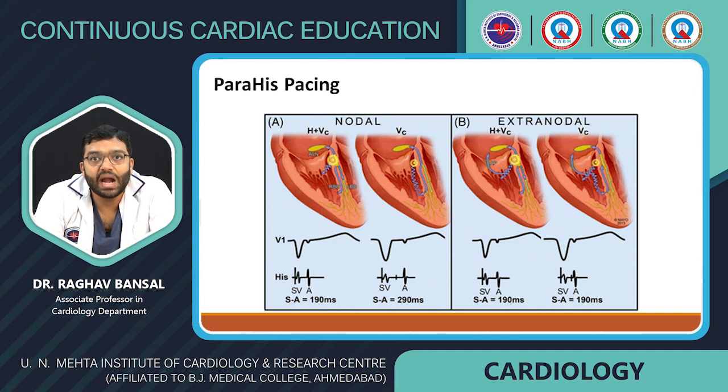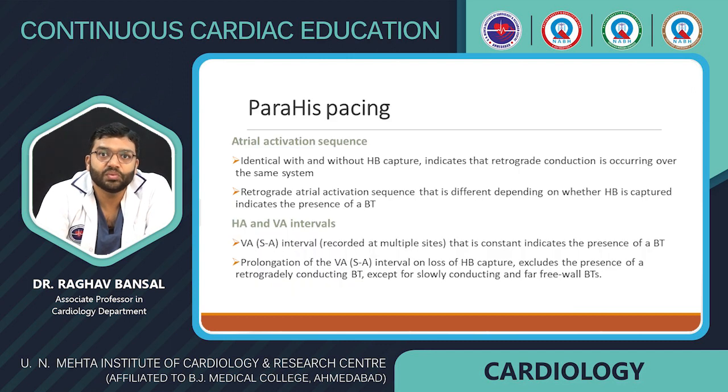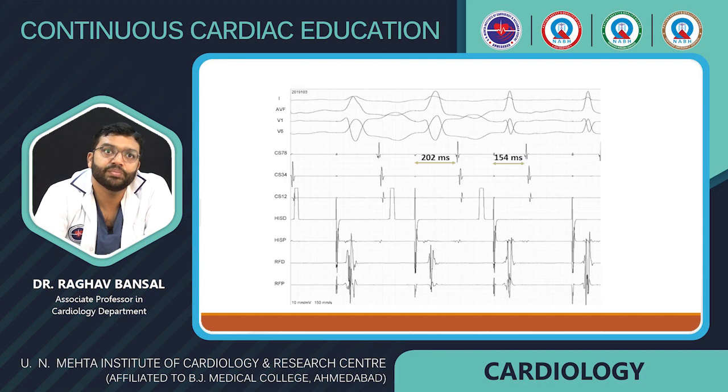So this maneuver at baseline helps to differentiate between the presence and absence of an accessory pathway. This maneuver is not as simple as this, but this is the most basic thing about it which you should know at this level. There are more intricacies to this maneuver. I am not going to discuss that in detail. It is not possible to cover everything in this 1 hour. But this is the basic principle of Parahisian pacing, and this is an example.